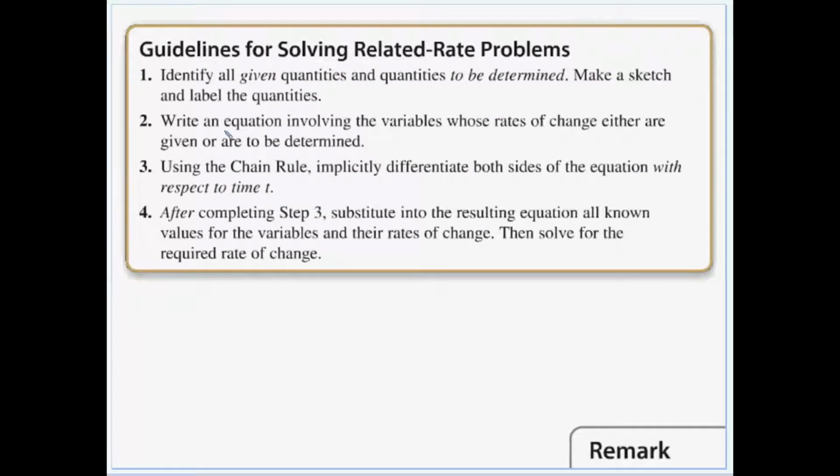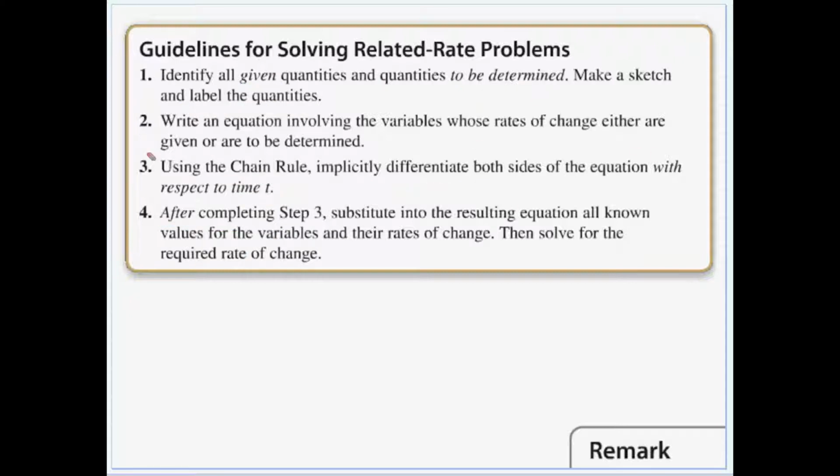So here are some guidelines. 1, identify all the given quantities and quantities to be determined. Make a sketch. Label those quantities. 2, write an equation that involves the variables whose rates of change are either given or to be determined. 3, use the good old chain rule. Implicitly derive both sides with respect to time. 4, after you have derived, then you sub into the resulting equation all known values for the variables and the rates of change. Then solve for the required rate of change.